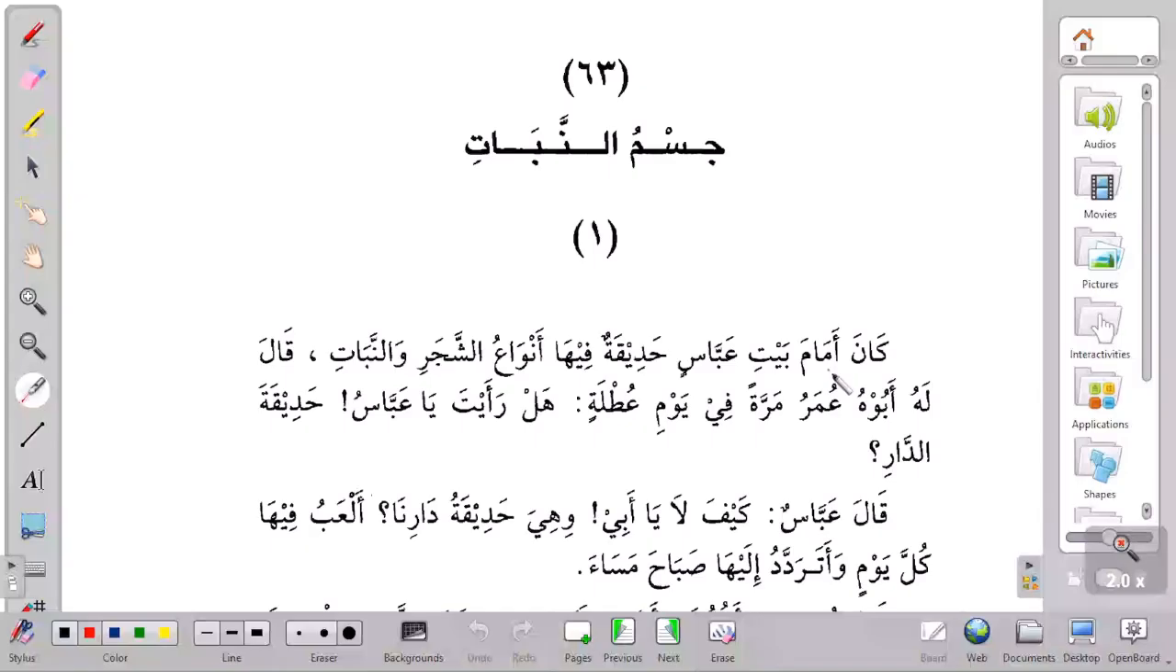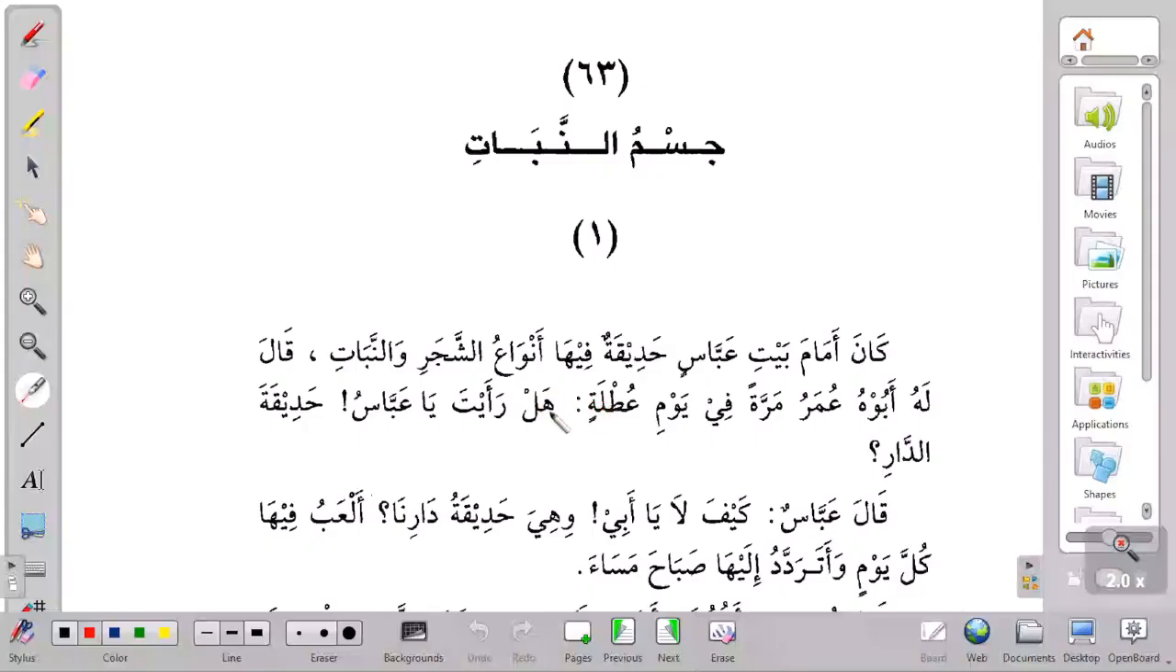Okay, so the author begins by saying: Kana amama bayti Abbasin hadiqatun. There was in front of the house of Abbas a garden. Fiha anwa'u shajar, wan nabat. In it there were types of trees and crops. Qala lahu abuhu Umar marratan fi yawmi utlatin. His father Umar once said to him, on a holiday, something.